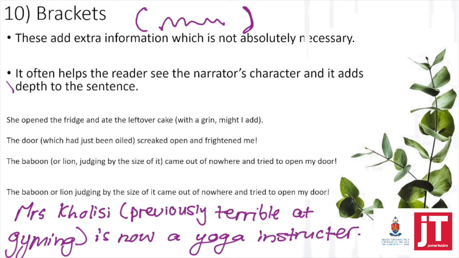Okay, so let's have a look at some of our examples. I did one at the bottom here just to show you how the added information can take place. Mrs. Colisi (previously terrible at gymming) is now a yoga instructor. It just adds that extra context, and it's a bit of a cheeky comment as well. So add it into the brackets, like, oh, by the way, and then you carry on with your main sentence. Let's look at some other examples over here.